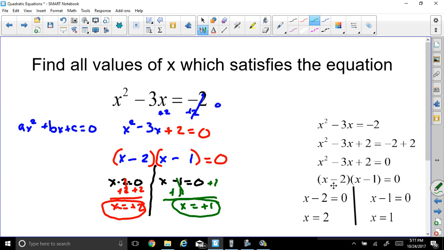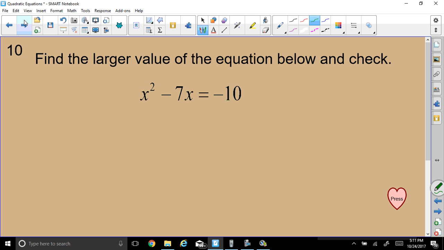And there we have it. So look at what we did, how we got it in standard form, and then we factored, and then we solved each one of these for x. Good question. Here's one for you. Find the larger value of the equation below.